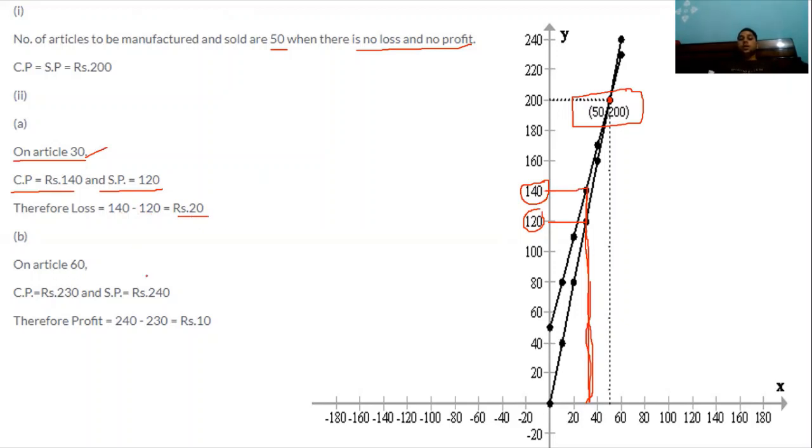Similarly, on article 60, from here, drop a perpendicular at this point. Now joining these points, it will meet the lines at this point and this point. So one point will be 240 and another point will be 230. So what will be the loss? Loss is equal to rupees 10. So in this way, we can also solve a variety of questions from the exercise itself.